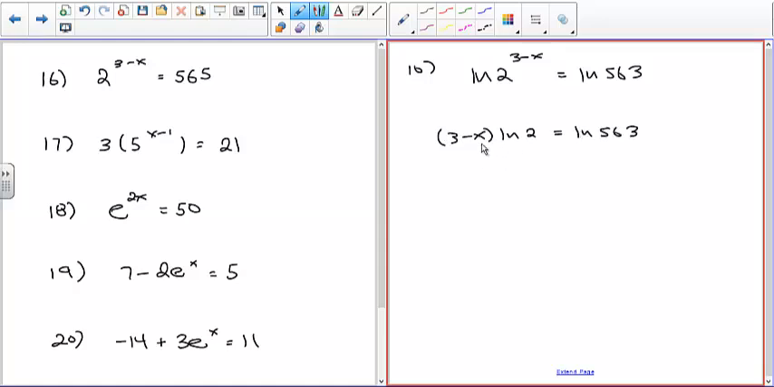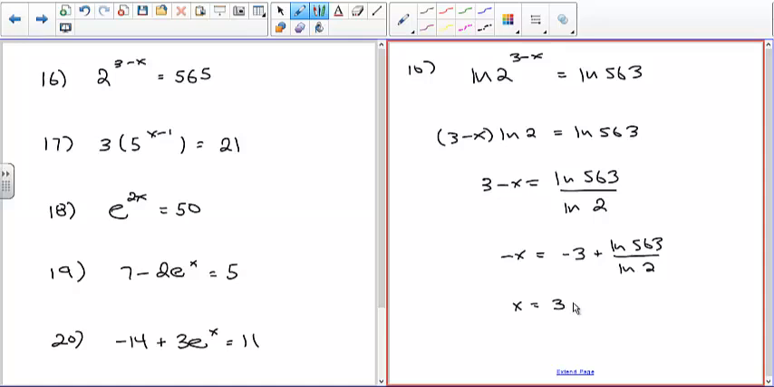So what we want to do is solve for x. So the first thing we'll do is divide both sides by the natural log of 2. And what that leaves is 3 minus x. So I want to solve for x. So if we subtract 3 from both sides, we'll have negative 3 plus the natural log of 563 over the natural log of 2. And multiply everything by negative 1, so we'll get x is 3 minus the natural log of 563 over the natural log of 2.